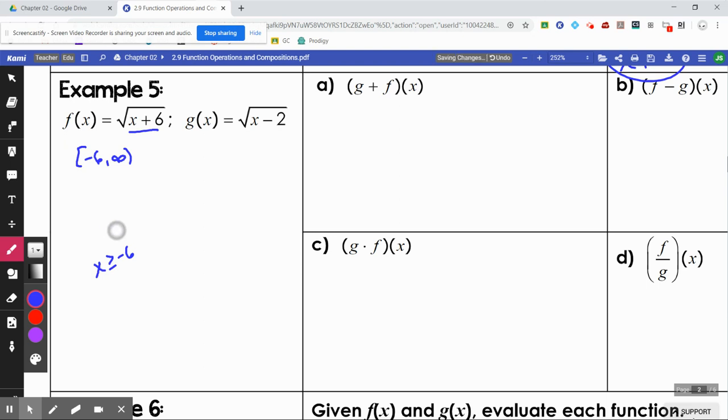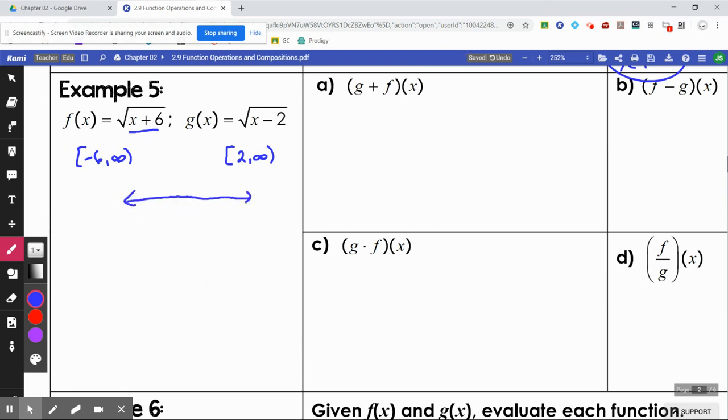And you can test that out. If you plug in -6, you get the square root of 0. Plug in -5, you get the square root of 1, and then it gets bigger and bigger from there. On the second one, x minus 2, the stuff under a radical must be greater than or equal to 0. Move the 2 over, so that means that x has to be 2 or bigger. So there's your two domains.